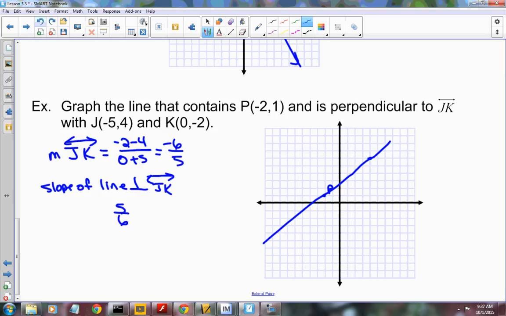Now, some of you wanted to graph JK, and you could. J is located at 1, 2, 3, 4, 5, 1, 2, 3, 4. K is located at (0, -2). You could do it to test it, couldn't you? And they're perpendicular. You could even get your slope from that, but you don't necessarily have to.